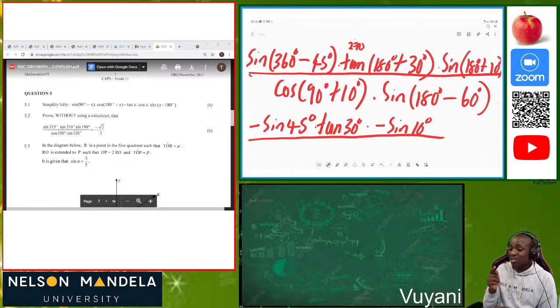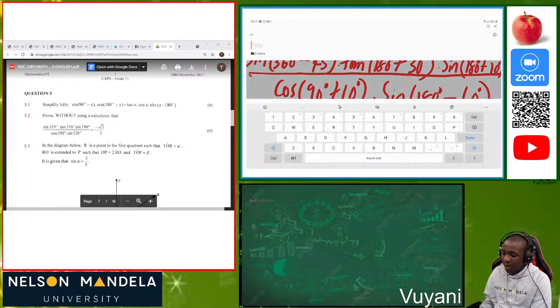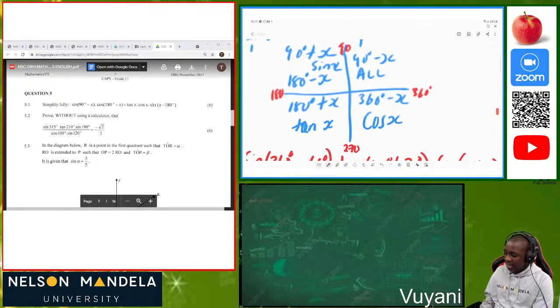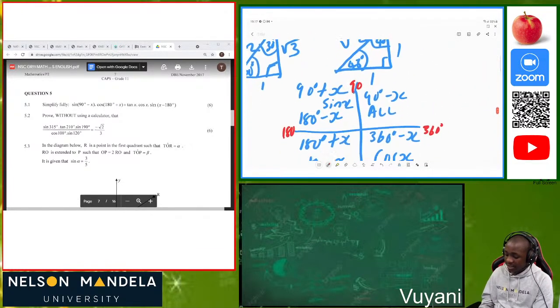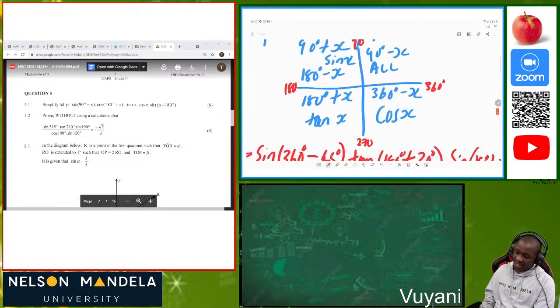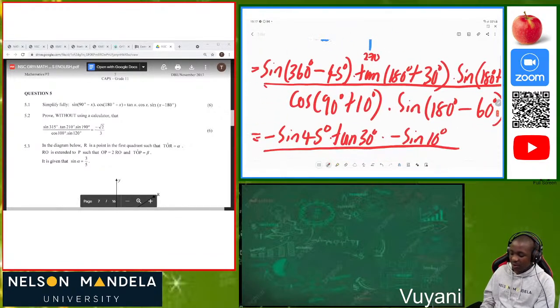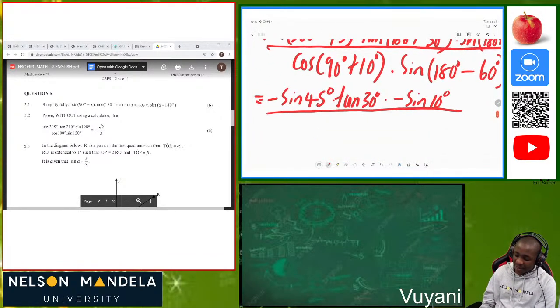Please don't forget to interchange those two, because it's essential for you. So cos of 90 degrees plus 10 degrees. We start with what we have in the brackets. So 90 degrees plus 10 degrees is in which quadrant? It is in the second quadrant. And how is our cos in the second quadrant? Our cos in the second quadrant is negative. So we're going to end up having negative sine of 10 degrees.